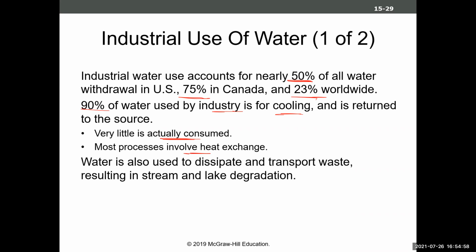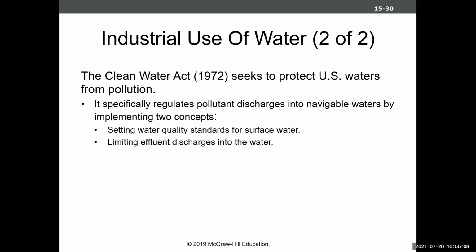But water is also used to dissipate and transport waste. And if those wastes are put directly into a stream or a lake, then it can result in the degradation of that system itself. So because of this, we have the Clean Water Act seeking to protect waters in the U.S. from these types of pollution sources.